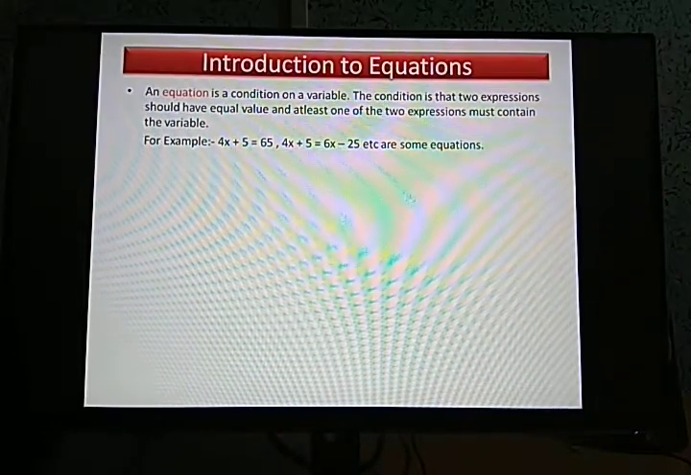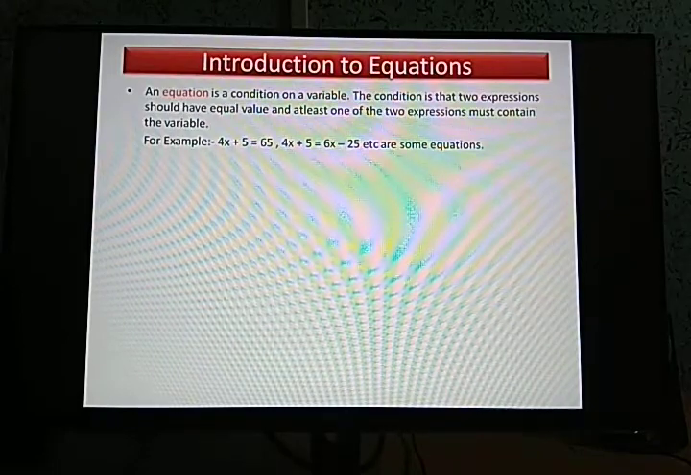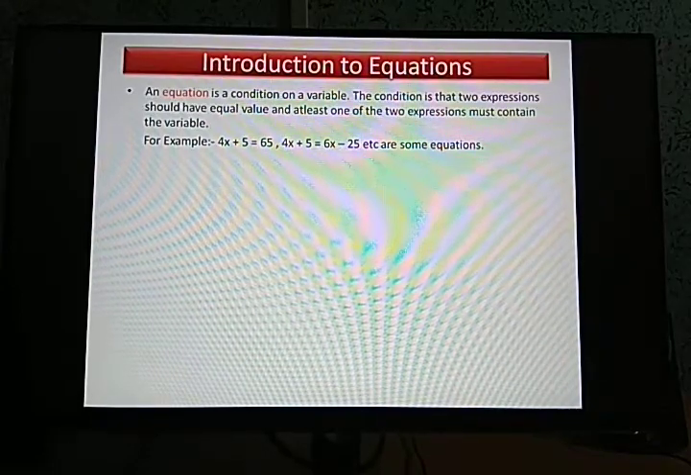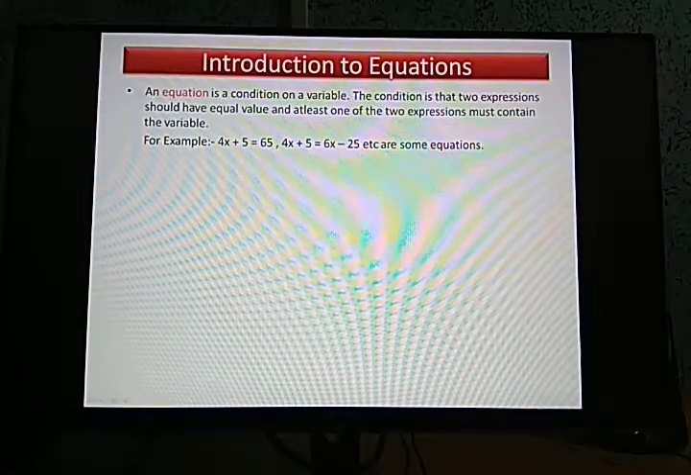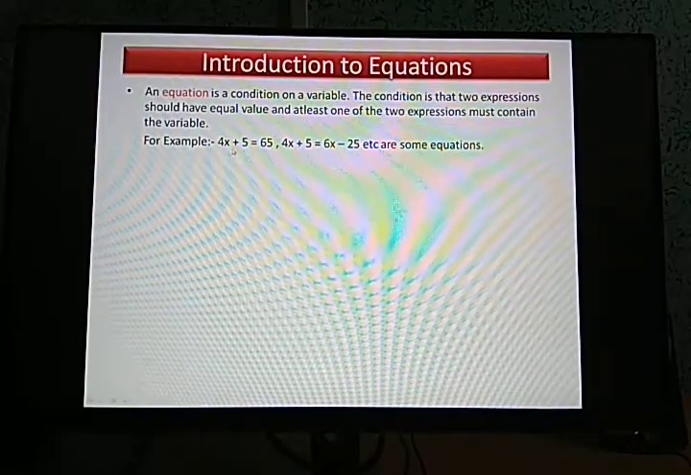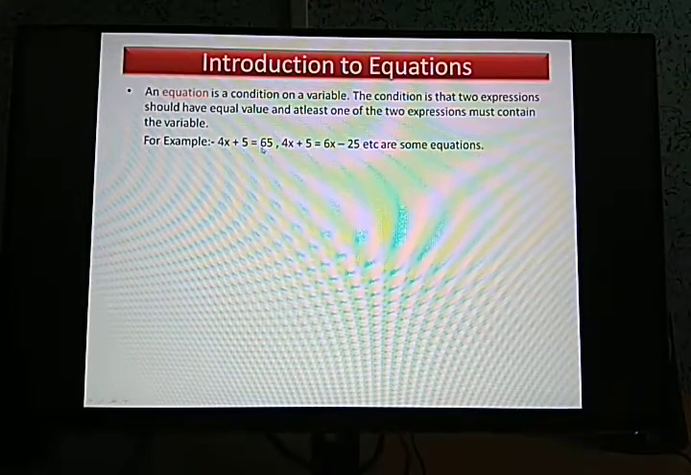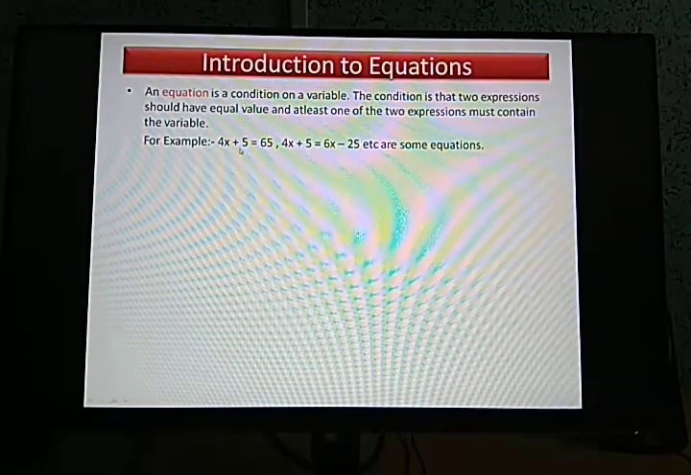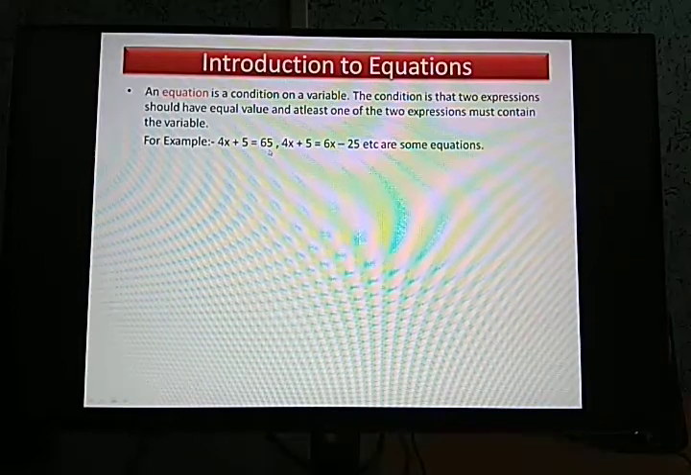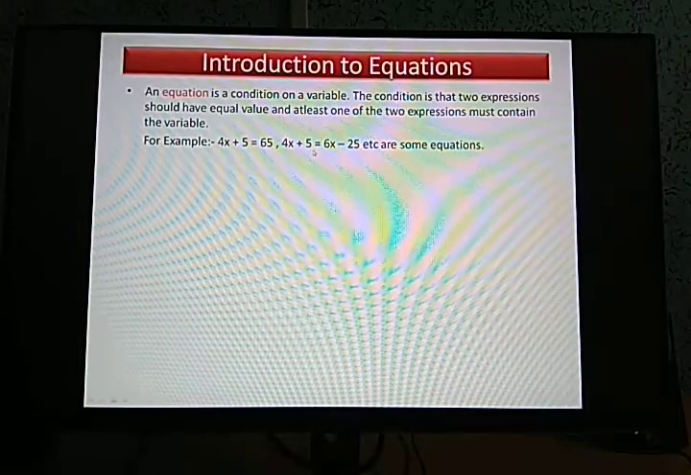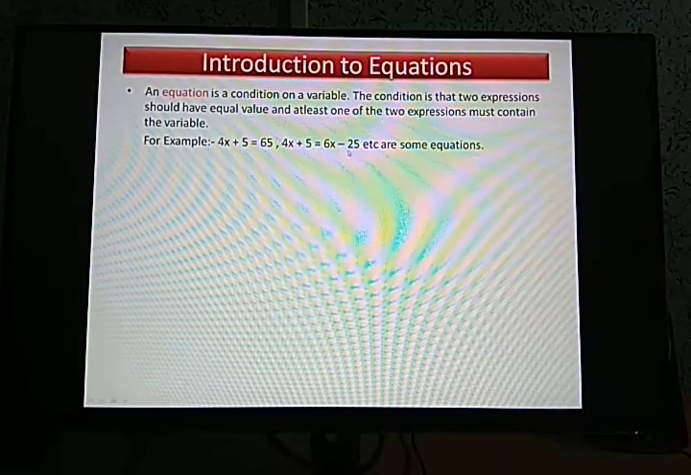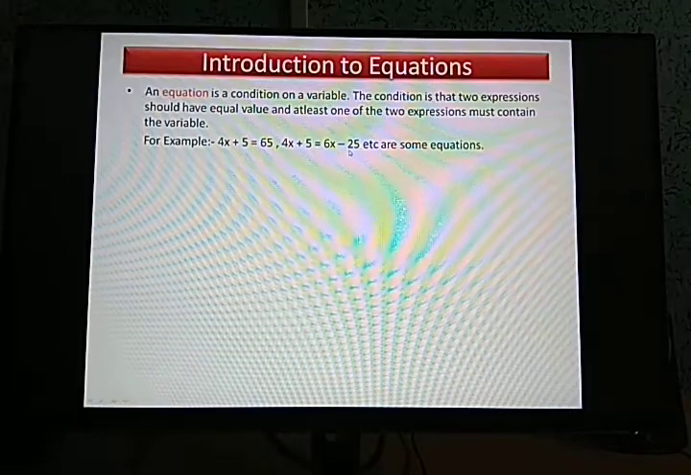Now, what are expressions here? Now, in brief, let me explain what are expressions. Here, whatever you see on the left side of this equal to sign and on the right side, these all are expressions. So, this 4x plus 5 is an expression. 65 is also an expression. Here, 4x plus 5 is an expression. 6x minus 25 is an expression.